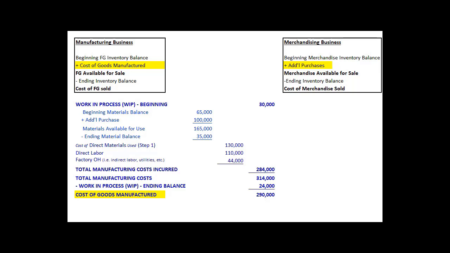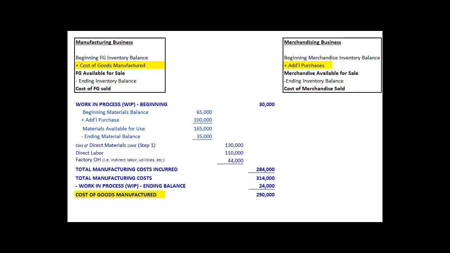Having the direct materials used, direct labor, factory overhead, this is called total manufacturing cost incurred. Total manufacturing cost incurred, you must add to it the WIP beginning balance to arrive at the total manufacturing costs, and then subtract the WIP ending balance to get to the cost of goods manufactured.